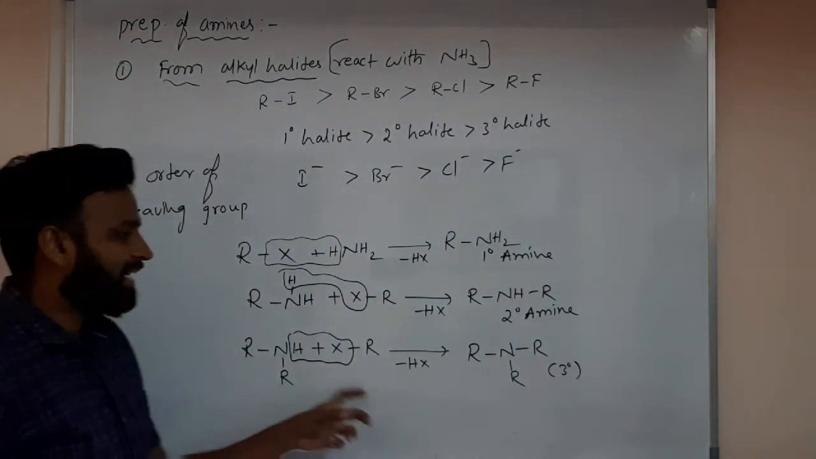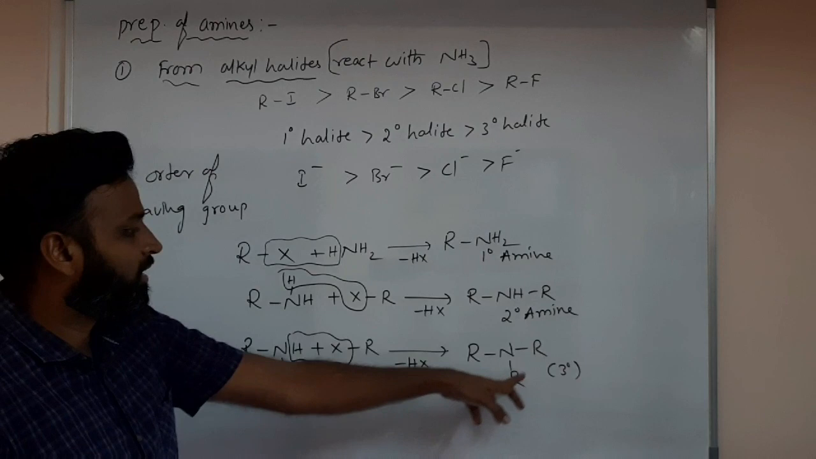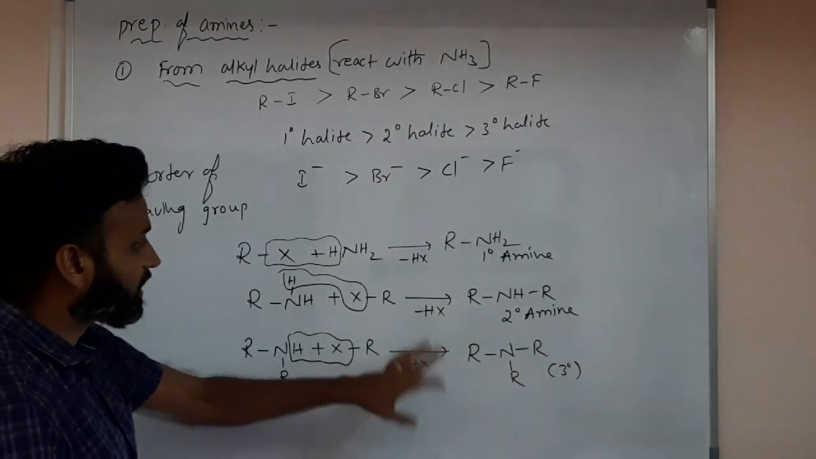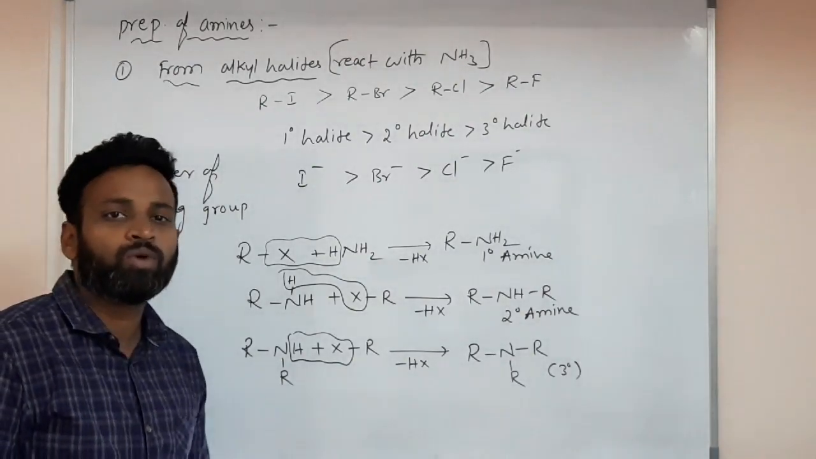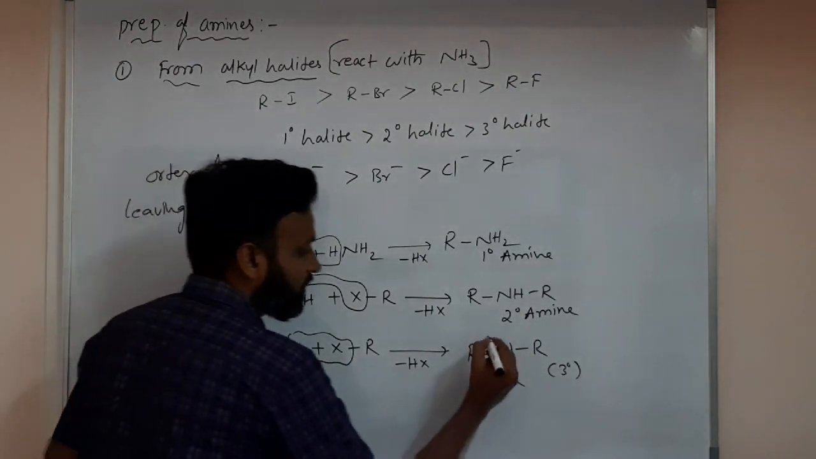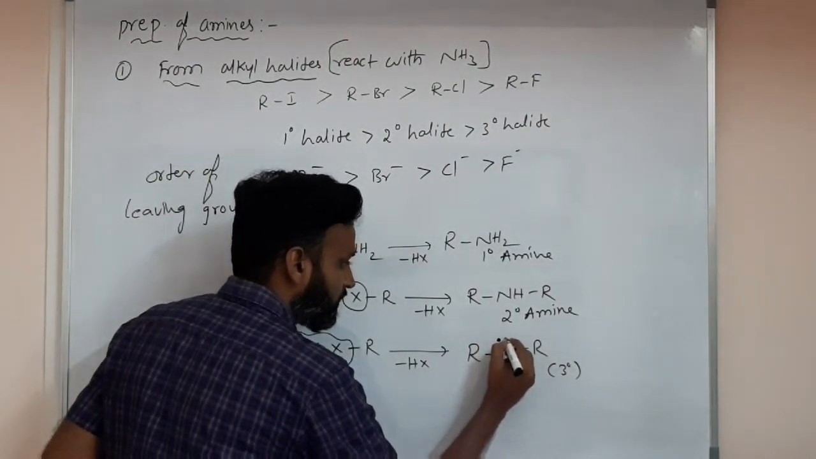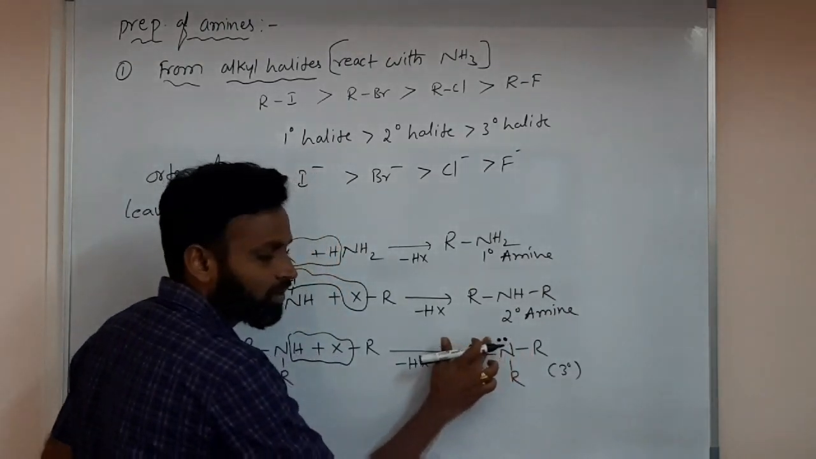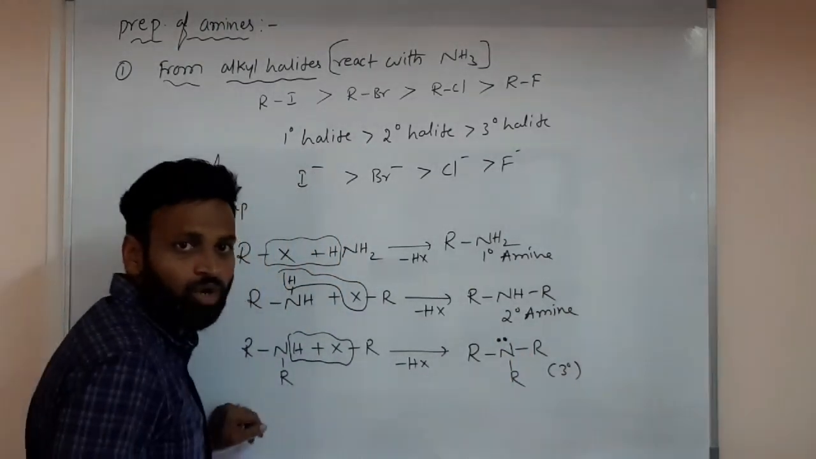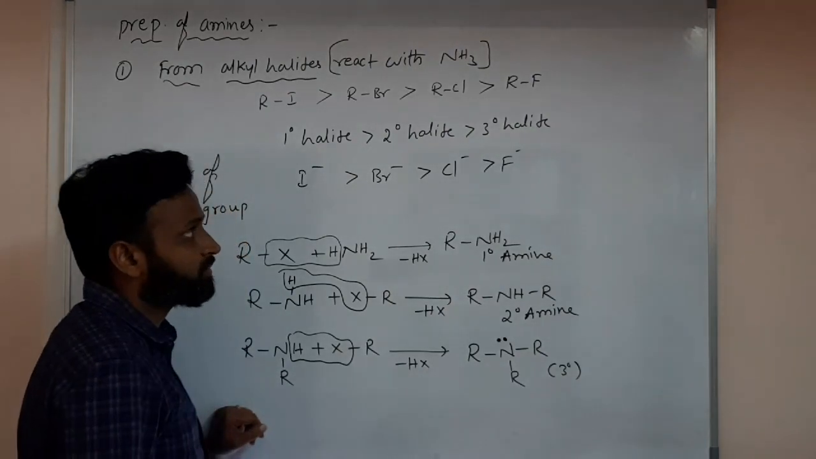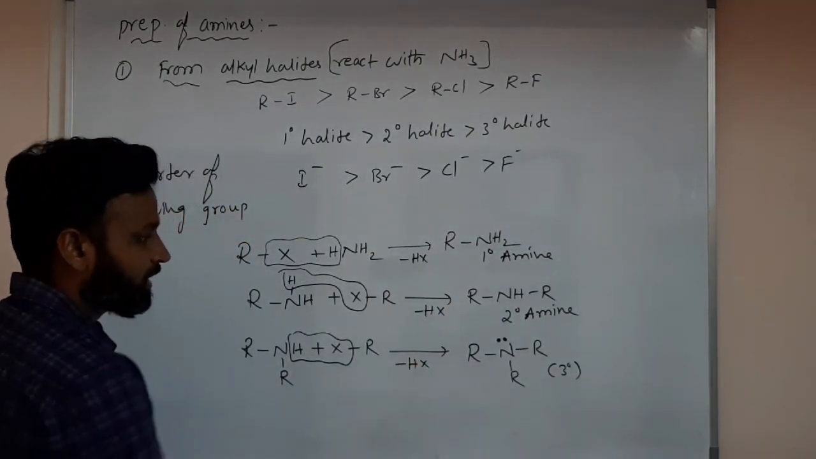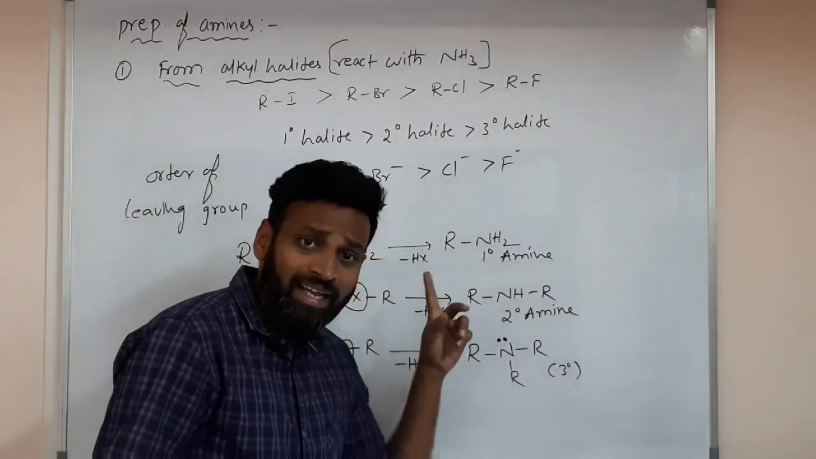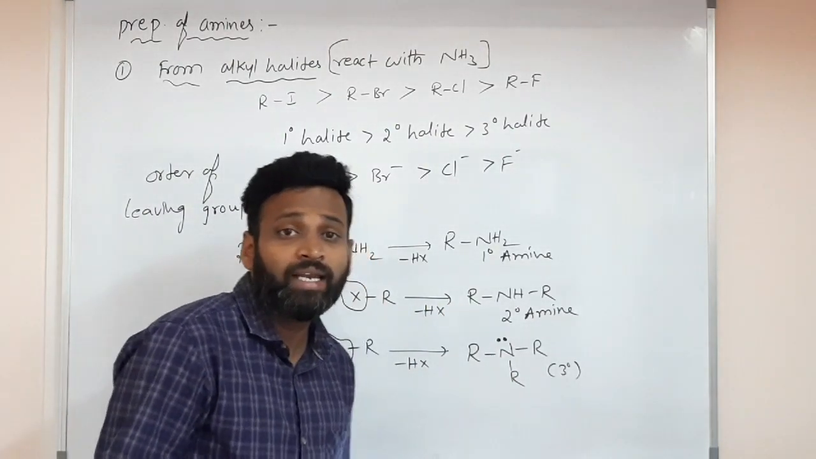This tertiary amine can again react with one more alkyl halide. How, sir? It forms a salt because a lone pair is there. As I said, this donates its lone pair to RX and forms an ammonium salt. Getting what I am saying? So here this tertiary amine again can react with alkyl halide.